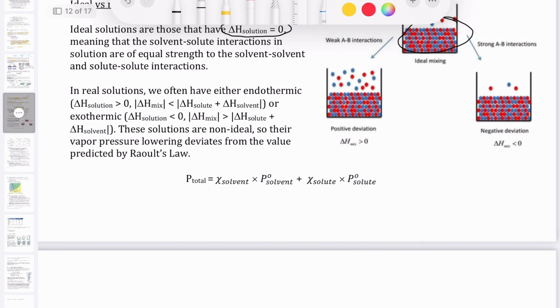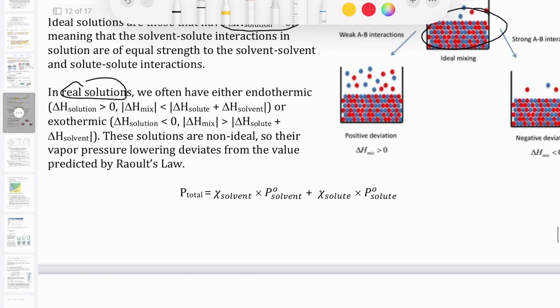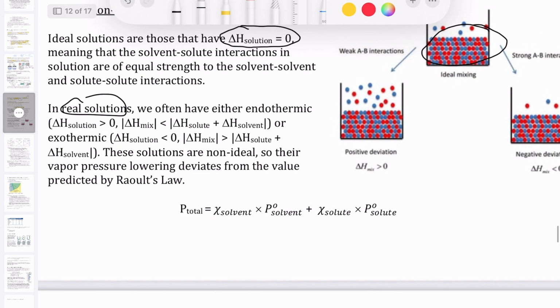Now, the difference between an ideal solution and what we refer to as non-ideal, or you can call it real solutions, is that in a non-ideal solution, the delta H of solution is not zero. So it could be positive or it could be negative. When it's positive, we call it an endothermic solution, and when it's negative, we call it an exothermic solution. This is actually not new. I discussed this maybe a couple of sections ago when I first talked about how to break apart the components of the delta H of solution.